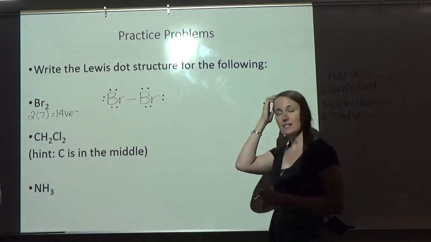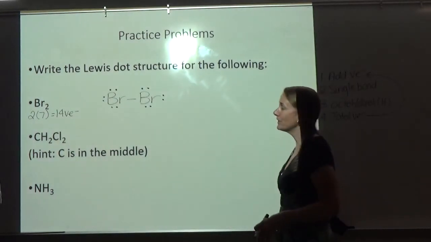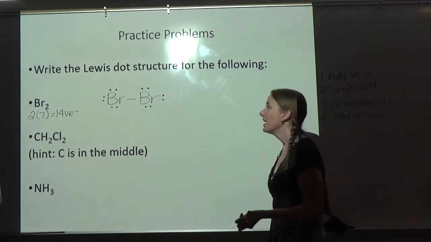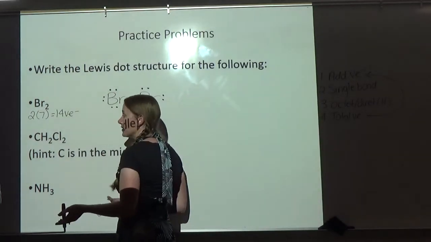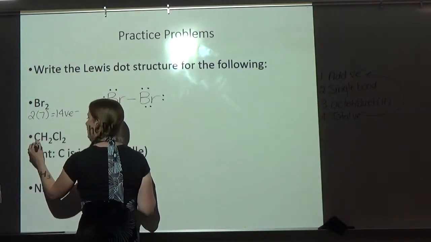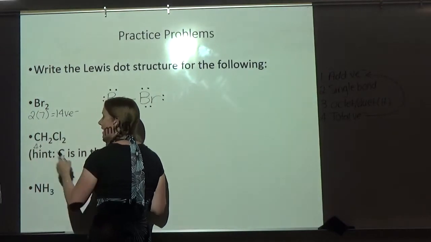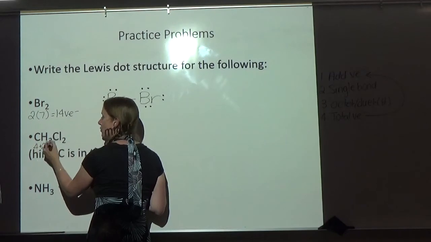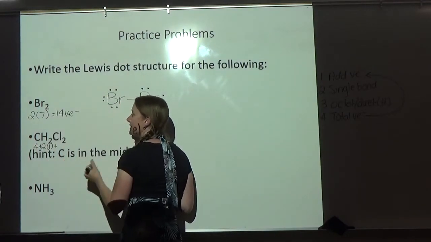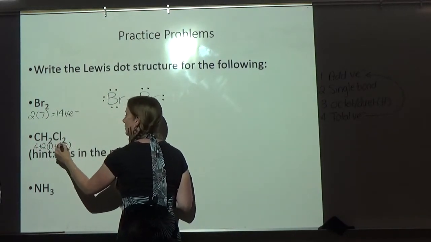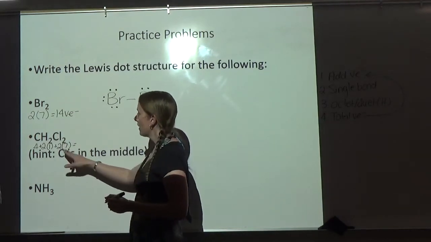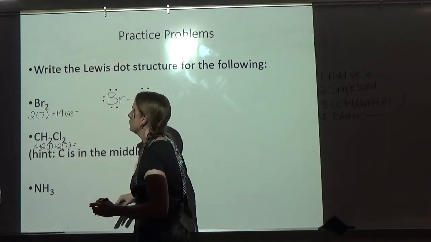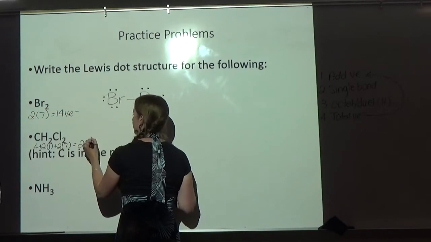Okay, so try this one, pause the video, and then we'll look at it now because I'll assume you've done that. All right, so first step is we got to add up those valence electrons. So carbon's in group 14, so it has 4 valence electrons. Hydrogen's in group 1, so it has 1, but I'm going to multiply it by 2. Chlorine is in group 17, so it has 7, but I'm going to multiply it by 2. So I have 14 and 4 and 2, so I have 20 valence electrons.